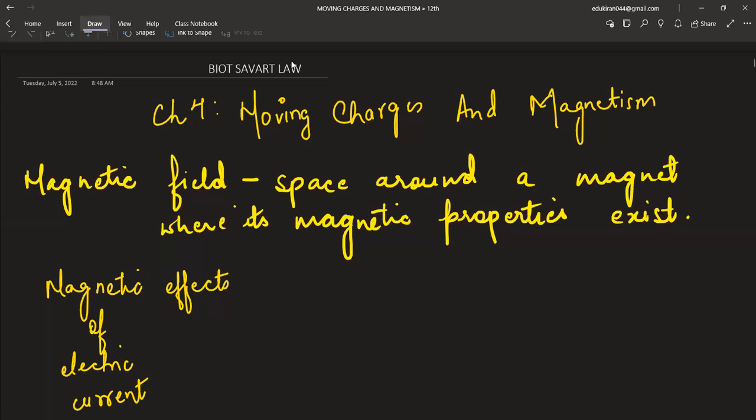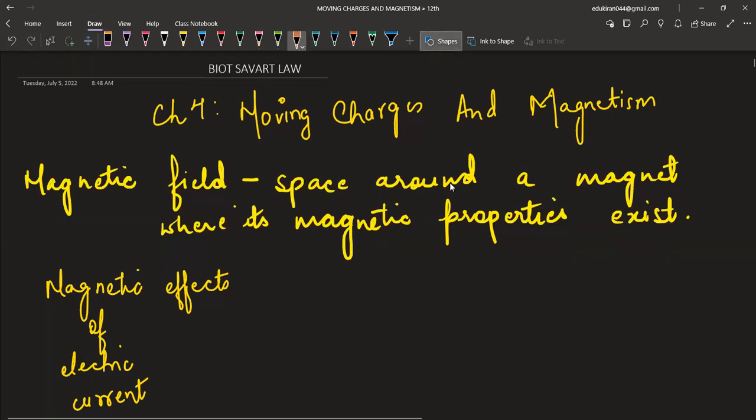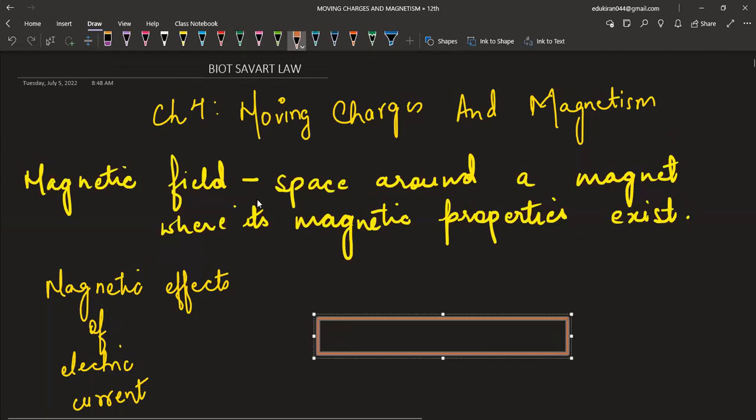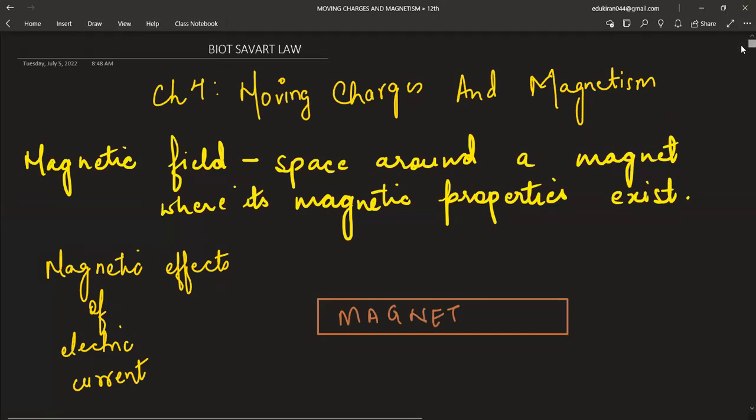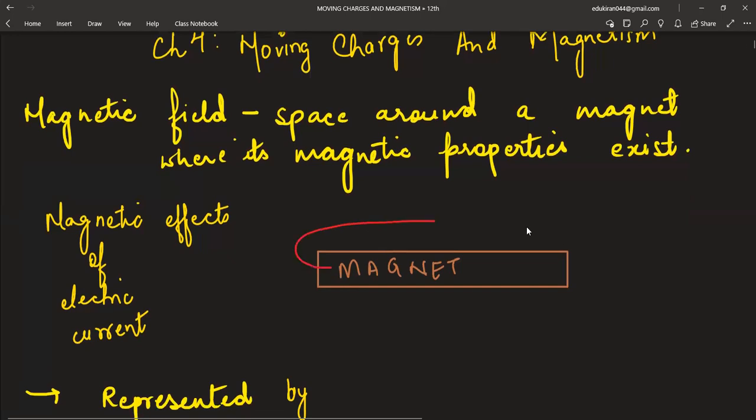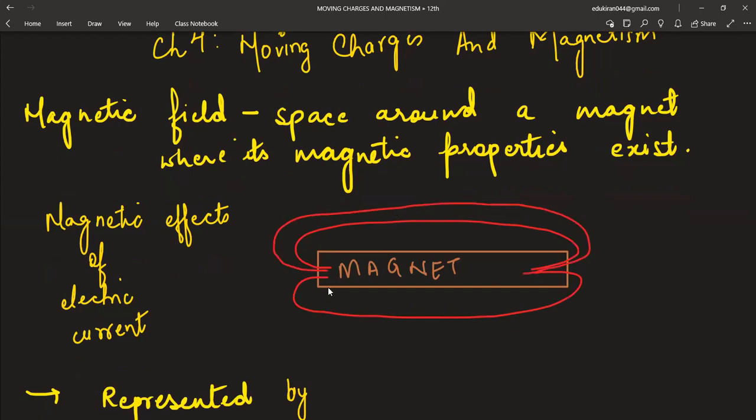Like if I have a magnet, fine, this is a magnet. So what happens is, whenever we have a magnet present, there are certain lines of space present around this magnet. And these lines form an area which is called the magnetic field.